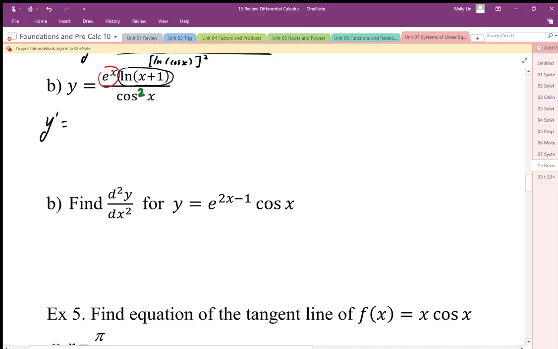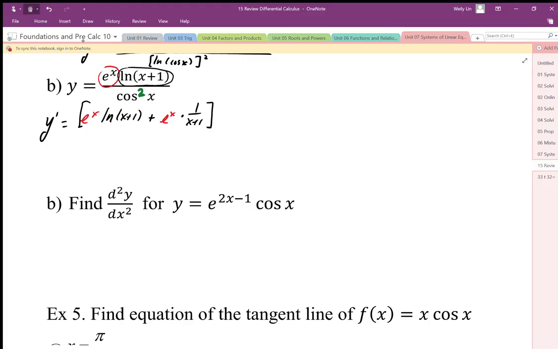y prime, I'm going to differentiate the numerator using product rule. So the first part of this is going to be e to the x times log x plus 1, plus e to the x, and then differentiate log, we get 1 over x plus 1. Okay, so this represents the product rule of that quotient rule.